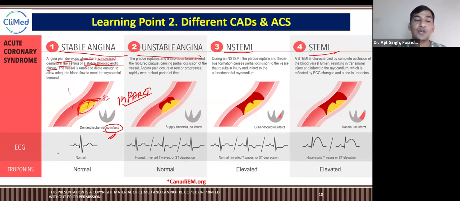In stable angina, your ECG will be perfectly normal because there are no impulse changes, as there is no infarct. Troponins will be normal as there is no injury, right? So if the troponin is normal and the ECG is normal, then how would we check for stable angina? That is my next question. Can someone tell me?